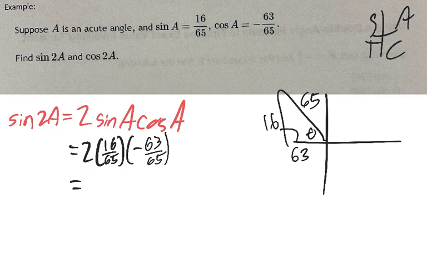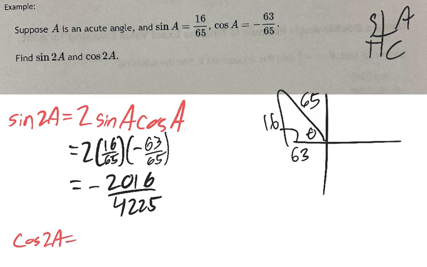What's the answer? Negative 2016 over 4,225. That's one stupid problem. Yeah, whatever. I don't care. Negative 2016. That was a good old year. No. Yes, it was.